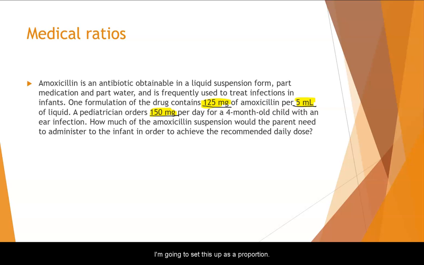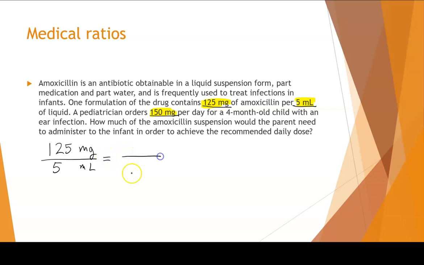I'm going to set this up as a proportion. 125 milligrams per 5 milliliters is the solution that I know. And we want 150 milligrams, and we want to figure out how many milliliters that is. This is a proportion. We can solve this by cross-multiplying.